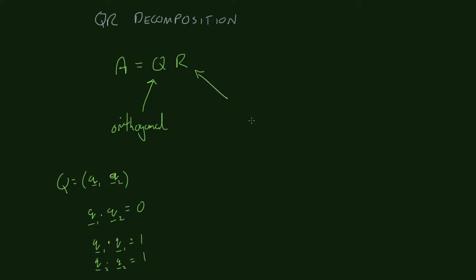Now R is simply an upper triangular matrix, similar to U in LU factorization. So that's what we're seeking to do. There are many advantages to doing this, and later on I'll show you an example of one of those advantages. We mentioned that the columns of Q are all perpendicular to each other. One way in which we can do this is to use what's called the Schmidt process.